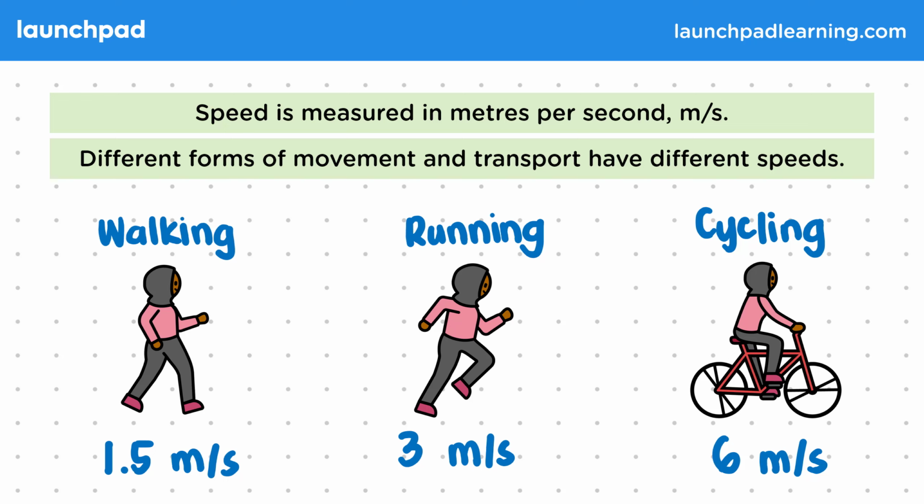The speeds are different for each form of movement due to various factors, such as when running, there is more power coming from the muscles, and there is less work required to move on a bike.